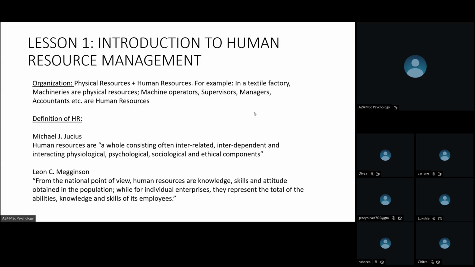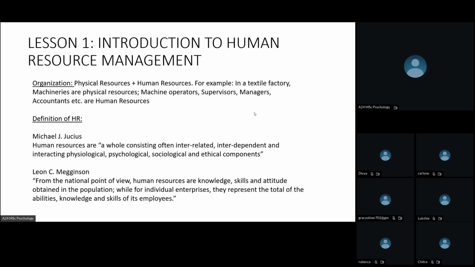And when coming to the definition of human resources, there are two people's definitions given in our book. First one is Michael J. Josias, and he is defining human resources as a whole. It is a whole which consists of interrelated, which is related to each other, and interdependent. Also, one department and the other department is interdependent. They are dependent on each other and they have to interact with each other, every one of them. And how is it through physiological, psychological, sociological, and ethical components. So the way of interacting in all these components, they are interrelated and interdependent with each other, and everything as a whole. Michael is defining it as human resources.